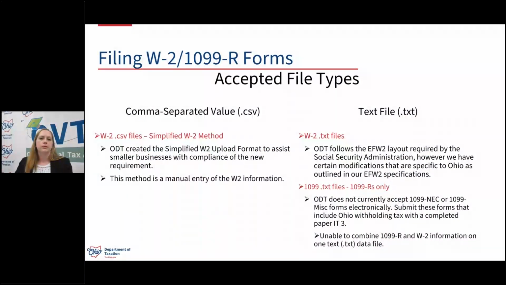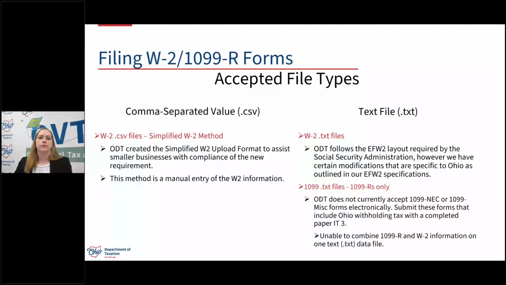We do have two accepted file types so that you can electronically submit this information. The first being the comma separated value or .csv file. This is for W-2 information only and is achieved using the simplified W-2 method spreadsheet. The Ohio Department of Taxation created this spreadsheet to assist the smaller businesses with compliance of this new requirement. And it is a manual entry of the W-2 information into a template.